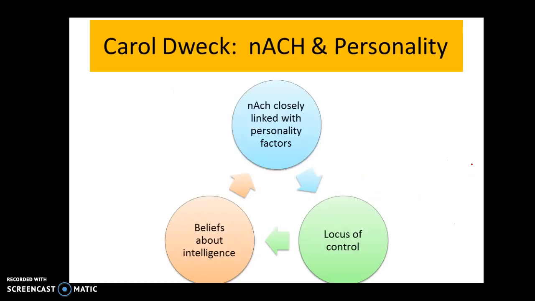So again, the need for achievement is linked with personality factors. Locus of control is one of them, and people's beliefs about intelligence. And these again are psychological needs, often under social motivation in certain textbooks.